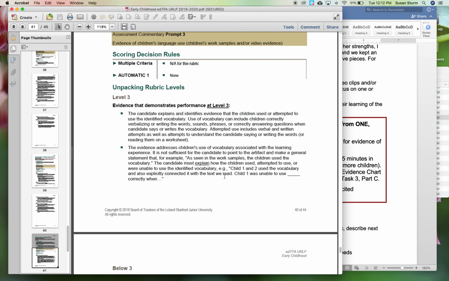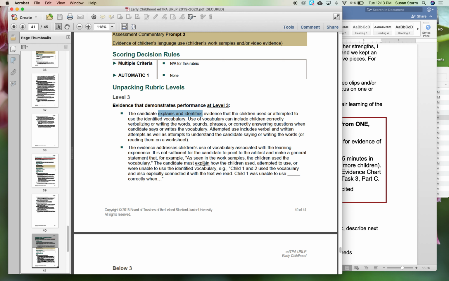At a level 3, you're going to explain and identify evidence. Those are two different things. Explaining your evidence is talking about it. Identifying the evidence is putting it down and actually showing it. That the children used or attempted to use the identified vocabulary. Use of vocabulary can include children correctly verbalizing or writing the words, or correctly answering questions when the candidate says or writes the vocabulary. Attempted use includes verbal and written attempts, as well as attempts to understand the candidate or writing the words or reading them on a worksheet. So any evidence that you have that they can use that vocabulary that you identified in task 1.